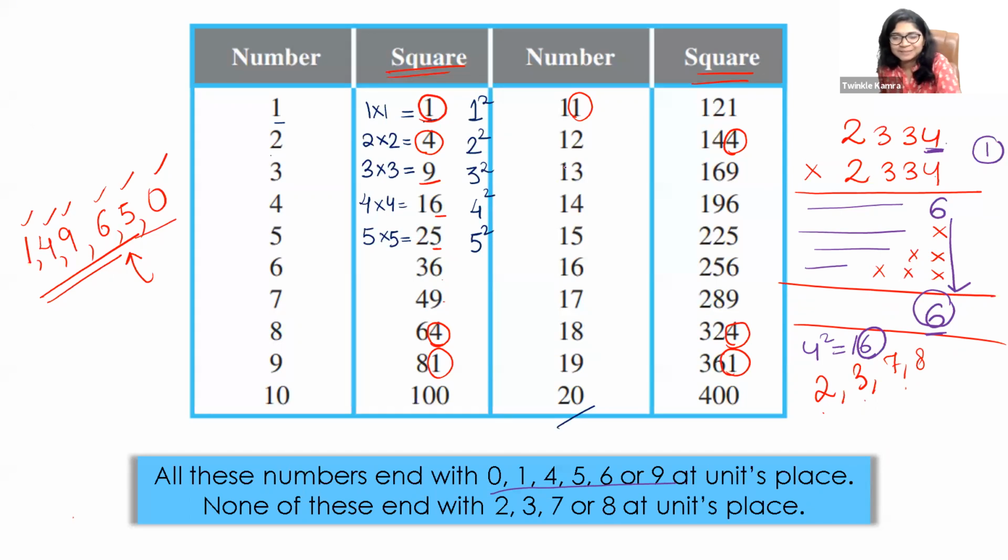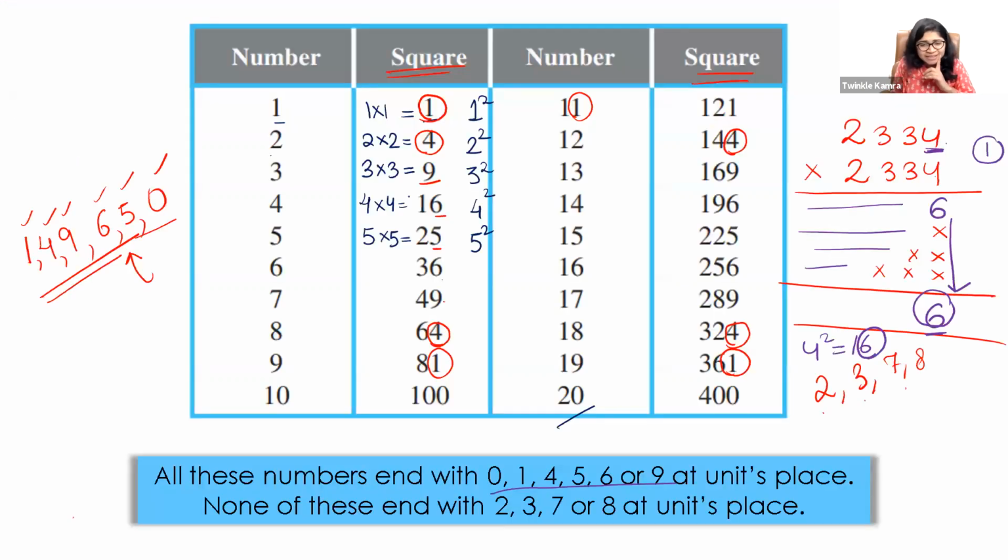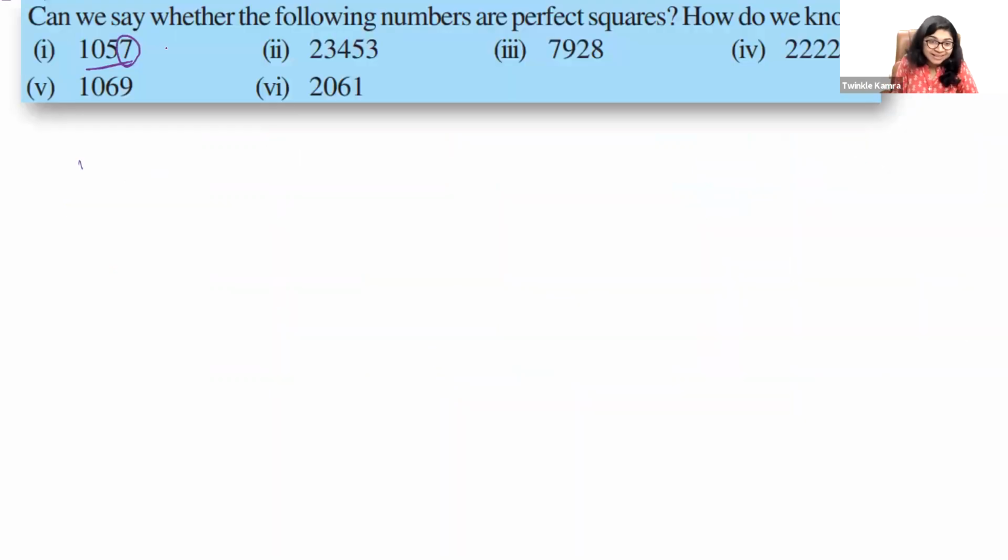I give you some examples. Just look at this: 1057. If you see this number, oh, 7? Do I see any number having 7 at the end? That means there is no digit whose square will have 7. That means big no. This cannot be a perfect square.